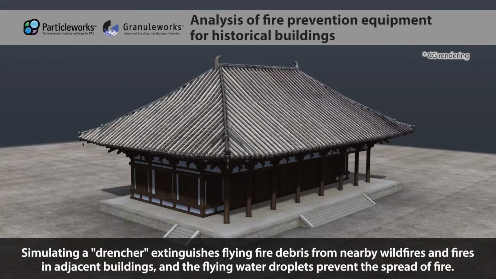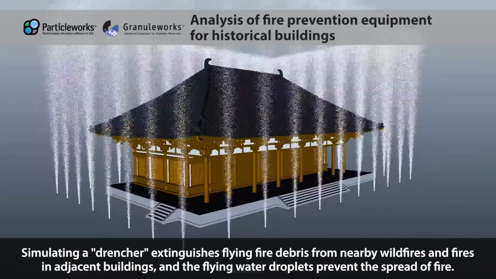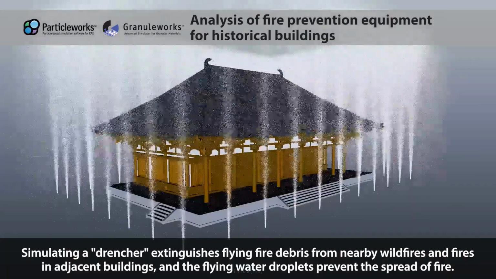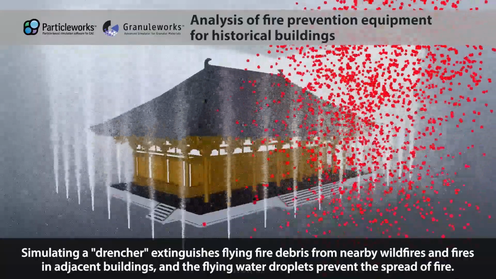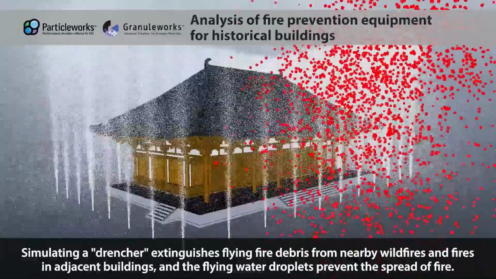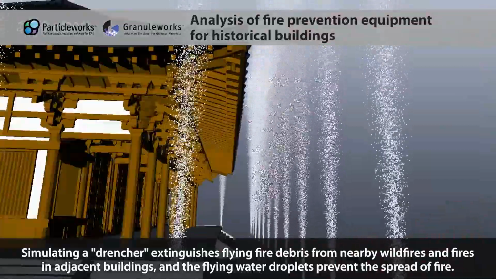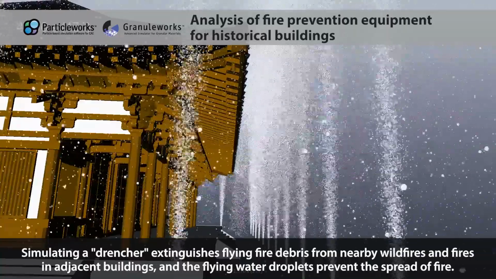Analysis of fire prevention equipment for historical buildings. A fire prevention system called a drencher extinguishes flaming debris from nearby wildfires and fires in adjacent buildings, and the airborne water droplets prevent the spread of fire in historical structures. The spraying water is modeled by Particleworks, and the flaming debris is modeled by Granuleworks.